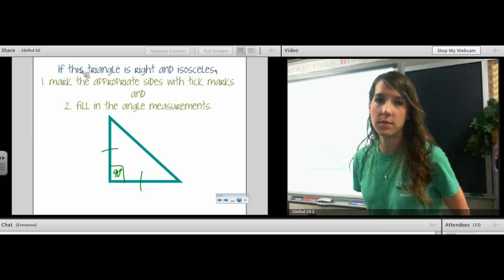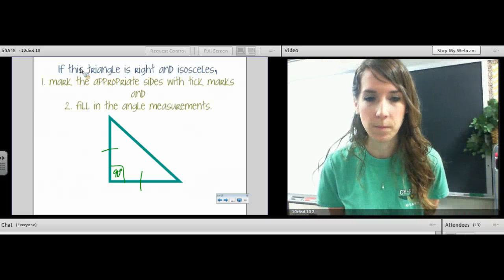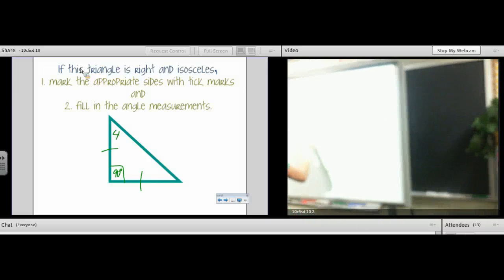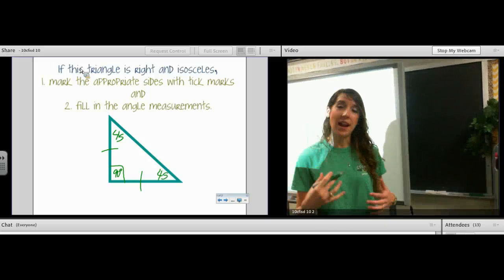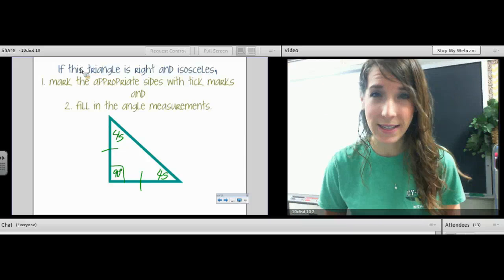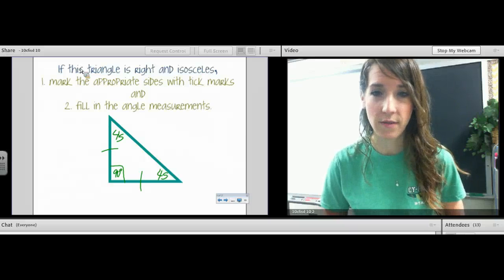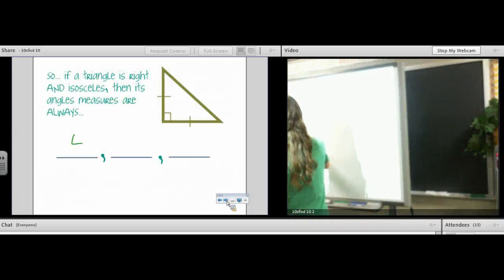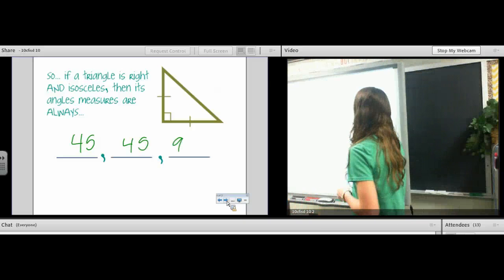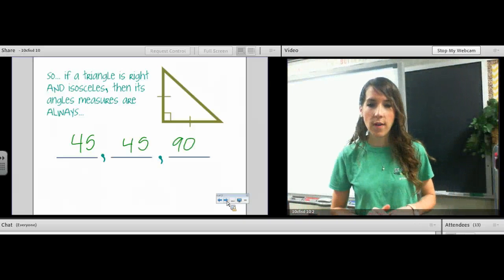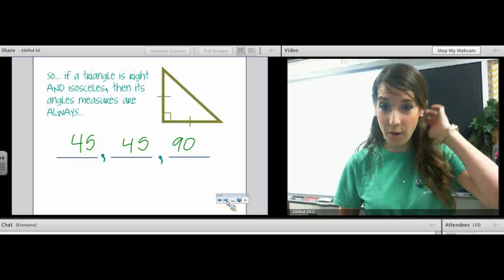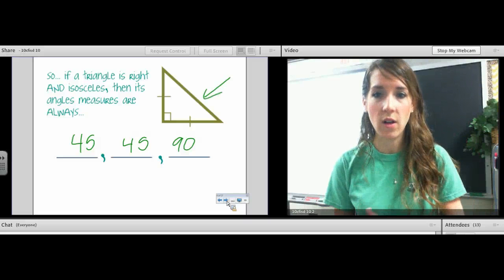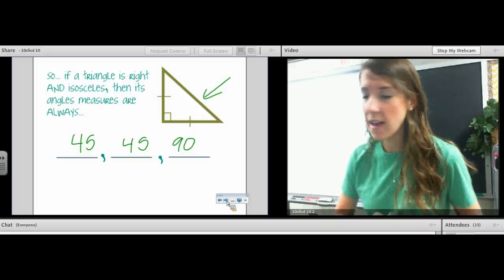What are the other two angles if it's isosceles? Good, George. So these, by default, have to be 45 and 45 because you have 90 degrees left, and those angles are congruent because it's isosceles, so 90 divided by 2 is 45. So today, we're going to call these 45, 45, 90 triangles. When I say that, you now know that I'm talking about the angles of that triangle right there.